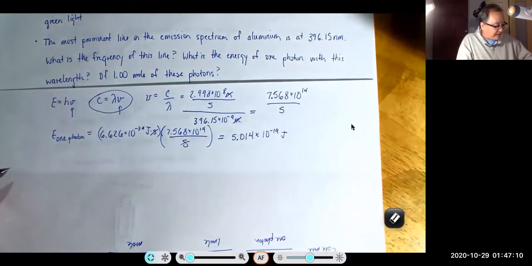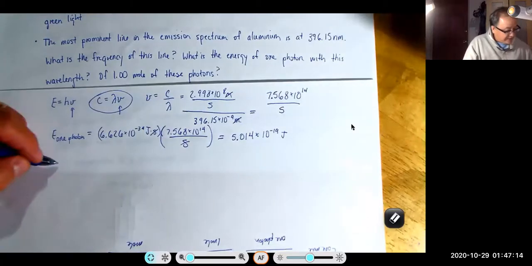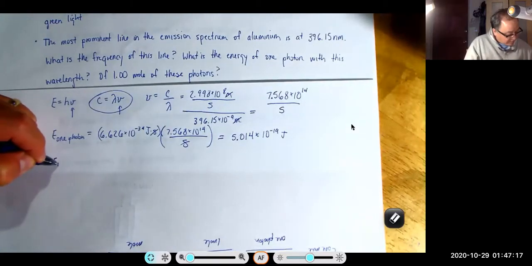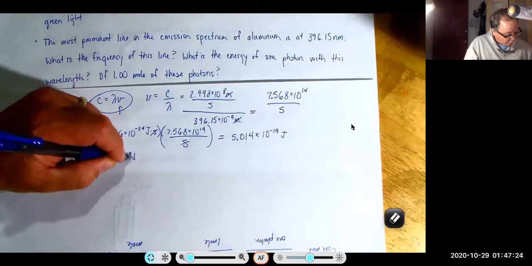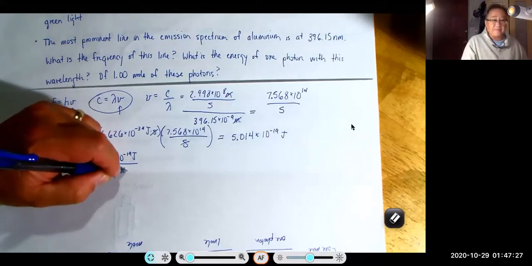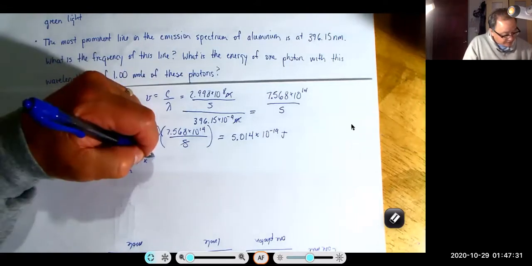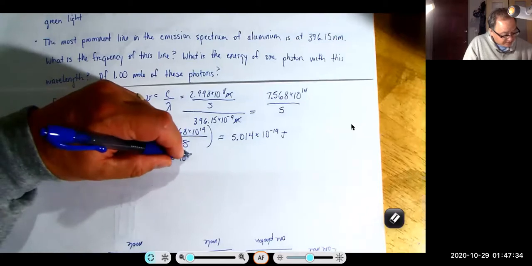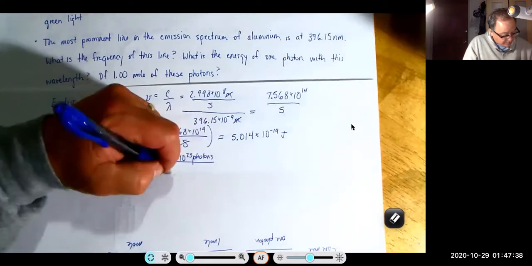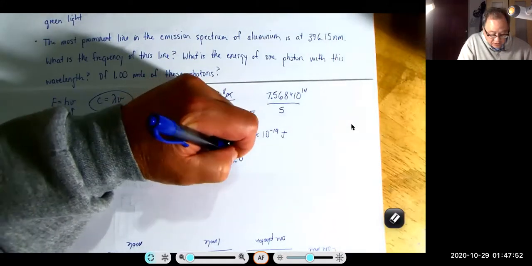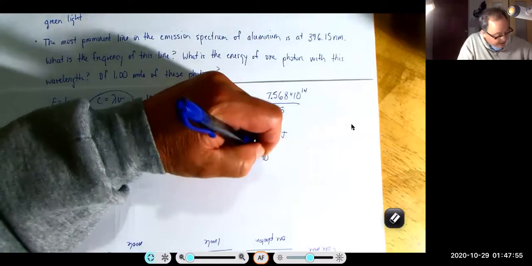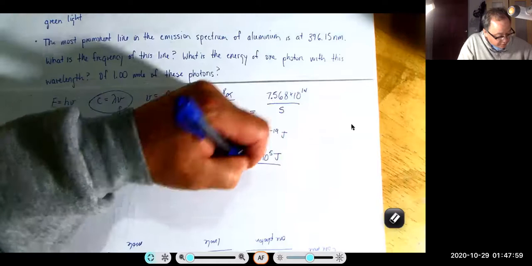And then what is the energy of 1 mole of these photons? Well, the energy of 1 mole is going to be 5.014 times 10 to the minus 19 joules per 1 photon times 6.022 times 10 to the 23rd photons per 1 mole of photons. So I'm going to take this number I just got and multiply by 6.022 E23, and we get 3.020 times 10 to the 5 joules per mole.